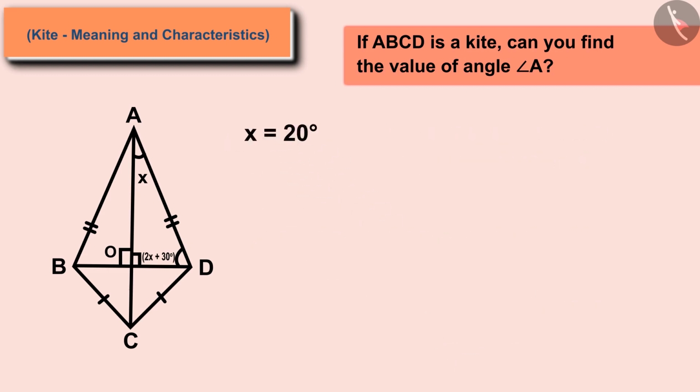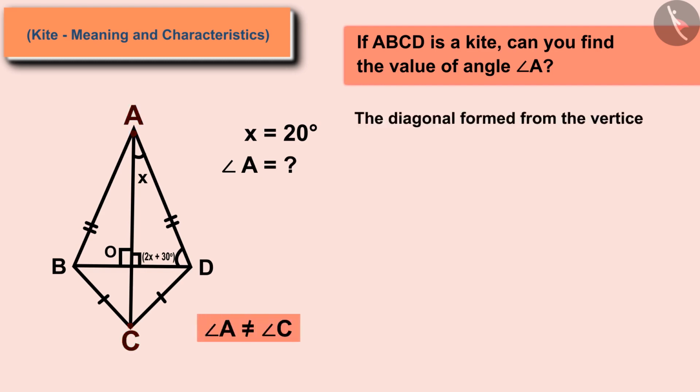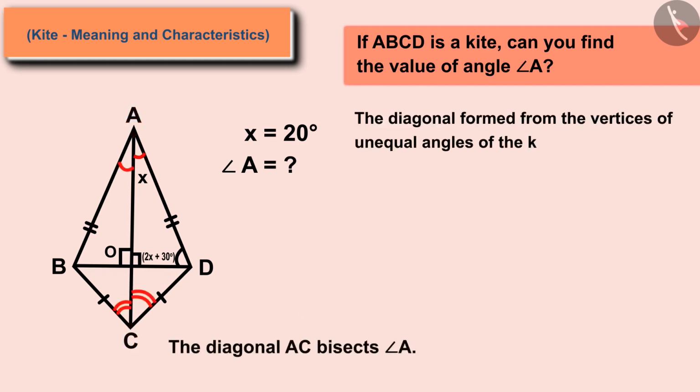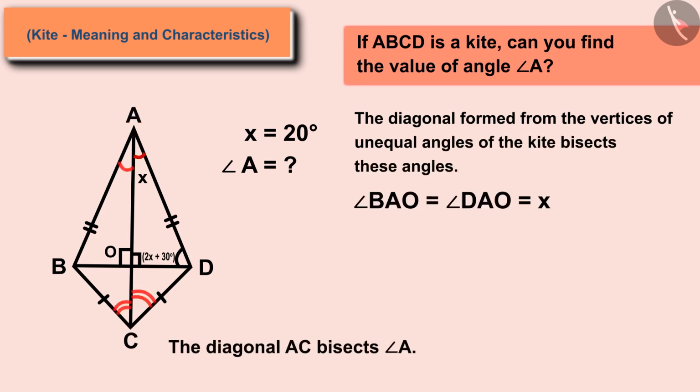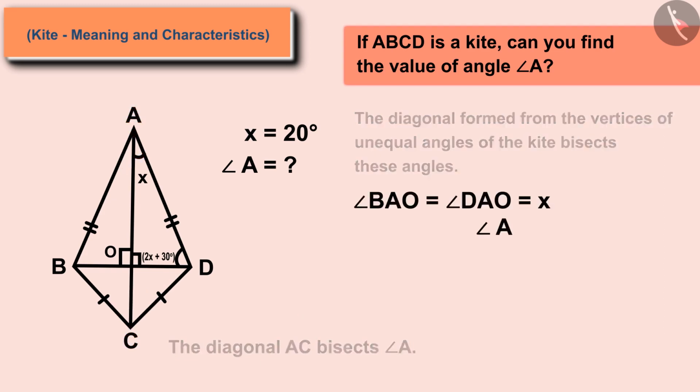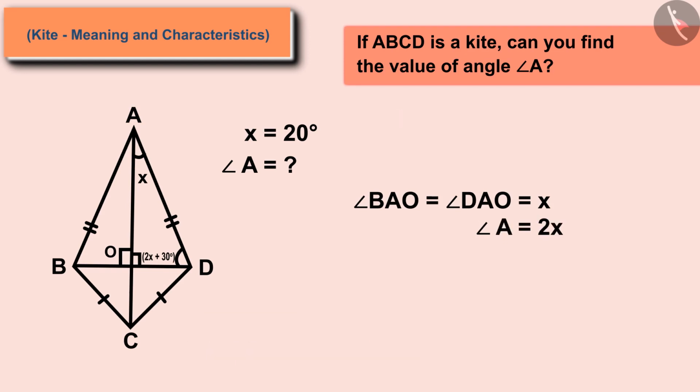Now the question is, how can we calculate the value of angle A using angle x? In the previous video, we learned that the diagonal formed from the vertices of unequal angles of a kite bisects these angles. That is, the angle A will be equal to 2x. We have found the value of x to be 20 degrees, which we can replace in this equation, and find the value of angle A, which will be 40 degrees.